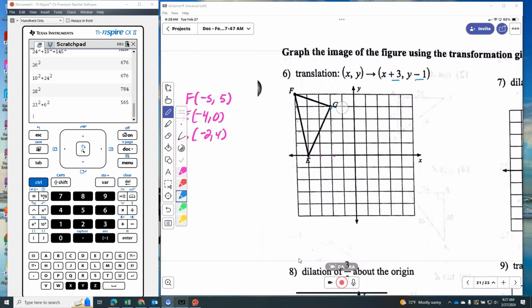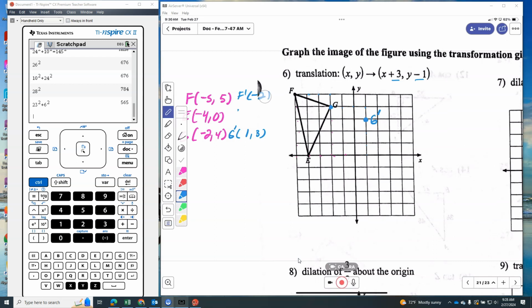So here's G, 1, 2, 3. Go down 1. So this is G prime. So it's going to be 1, 1, 2, 3. 1, 3. So that's G prime. F prime, 1, 2, 3, down 1. So it's going to be negative 2. This is going to be F prime. You go over 3, 1, 2, 3, down 1. It's where G used to be.